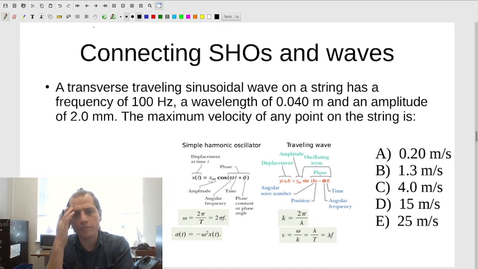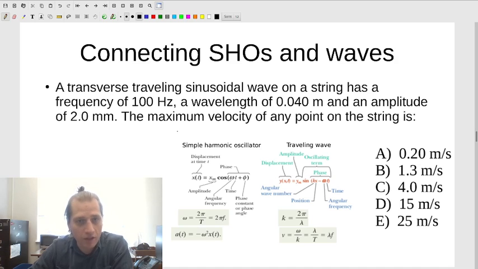All right, now this is a little bit of a tricky one. It says a transverse traveling sinusoidal wave on a string has a frequency of 100 hertz, a wavelength of 0.040 meters, and an amplitude of 2 millimeters. The maximum velocity at any point on the string is.